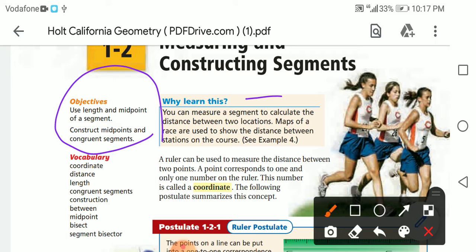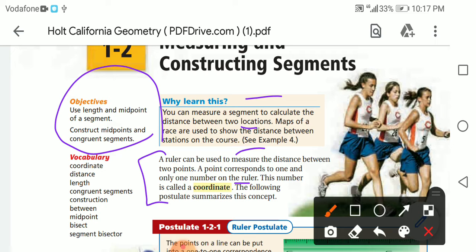You can measure here. We learned this. We can measure a segment to calculate the distance between two locations. Maps of a race are used to show the distance between the stations on the course, as in example 4. Here a ruler can be used to measure the distance between 2 points. A point corresponds to one and only one number on the ruler.